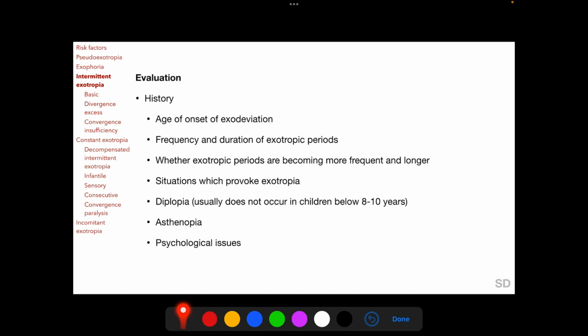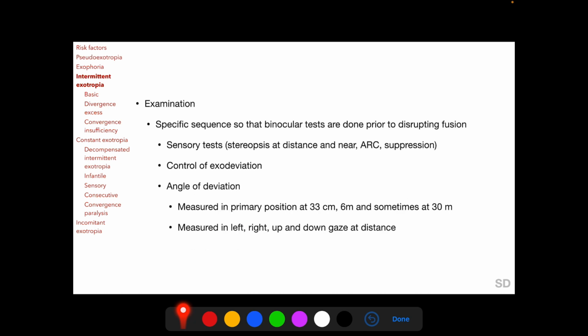So in a patient with intermittent exodeviation, we inquire about the age of onset of the exodeviation, frequency and duration of exotropic periods, which indicate the ability of the patient to control the intermittent exotropia, whether the exotropic periods are becoming more frequent and longer in duration with passage of time, situations which provoke exotropia, symptoms such as diplopia, which occurs in older children and adults, and asthenopia, and psychological issues arising from the misalignment of the two eyes.